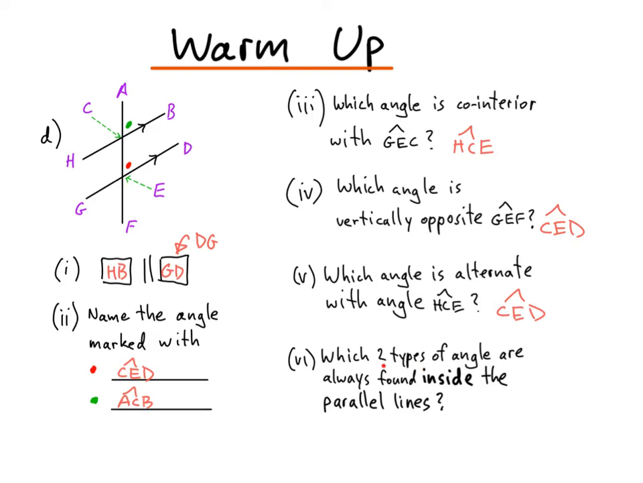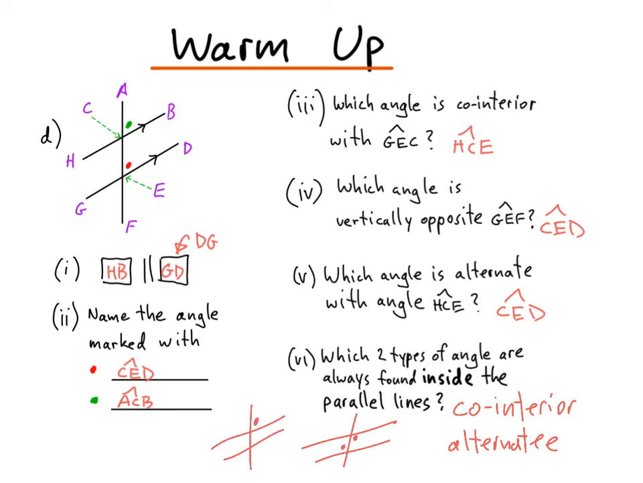Then, which two types of angles are always found inside the parallel lines? Two types of angles. So I'm not asking for letter names now. The answer I wanted for that was co-interior, which I'm guessing most people would have written, but also alternate angles are also only found on the inside. Right? That is alternate with that. If I've got an angle here, there's no other angle you can find that's alternate to that. So that's the idea with the warm-up.